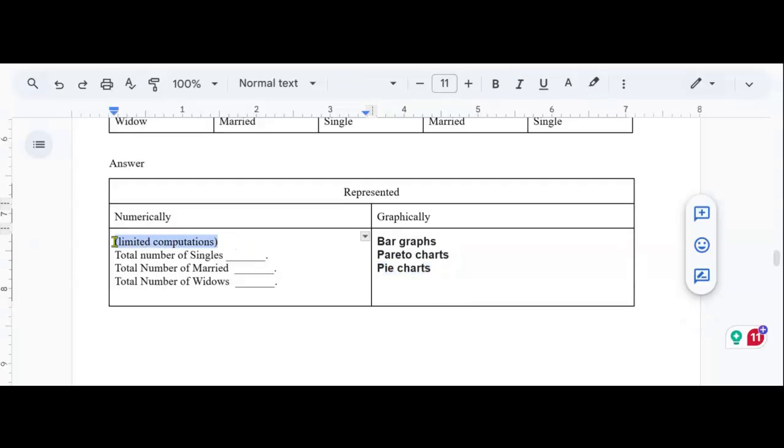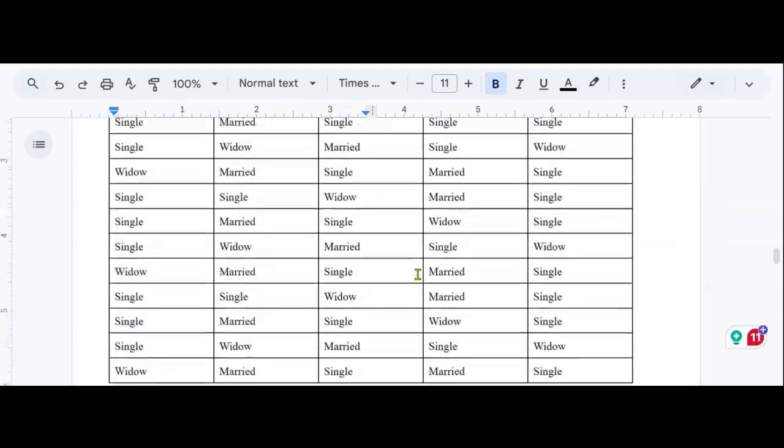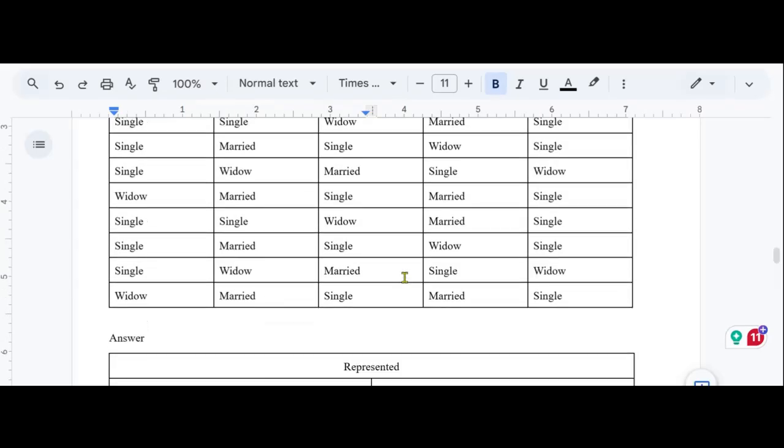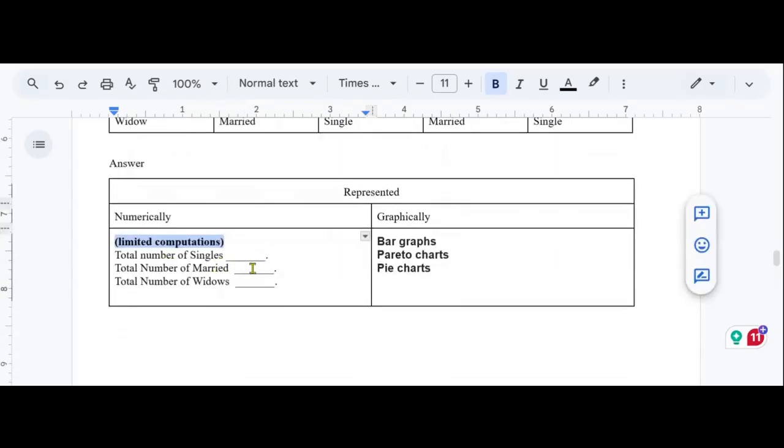Now remember, with qualitative data you have limited computation. I cannot say find the range. Why? Can you find the range? No, there's no range. Can I find max? No. Can I find min? No. Can I find standard deviation? I cannot. You are limited in your computation. So what you're going to do is just total the number of singles, total number of married, and widows.